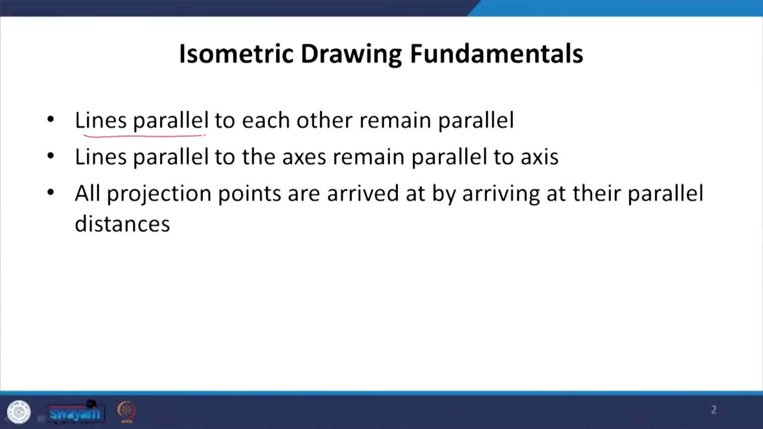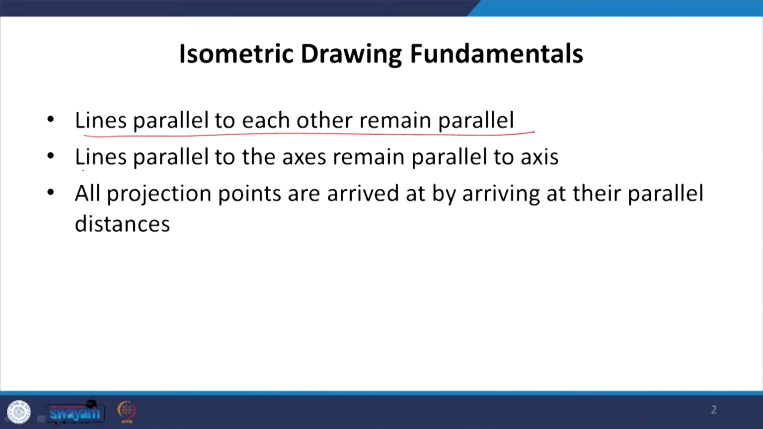So, the first very clear rule is that lines parallel to each other remain parallel, which is what we have seen. Any line which is parallel in the original object will remain parallel to each other even in the isometric drawing. The second one is that lines which are parallel to an axis remain parallel to the axis. So, if a line is parallel to the x axis, it will remain parallel to the x axis in isometric drawing. Similarly, for the y axis and z axis.